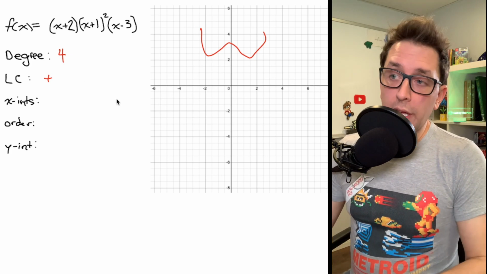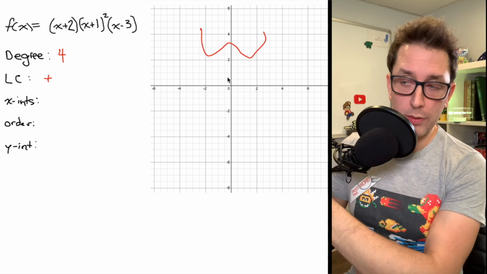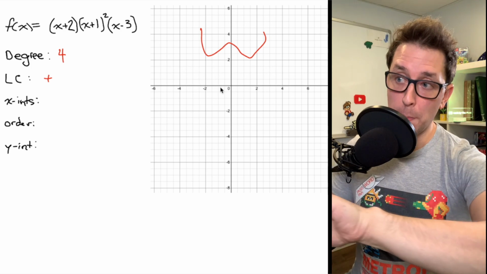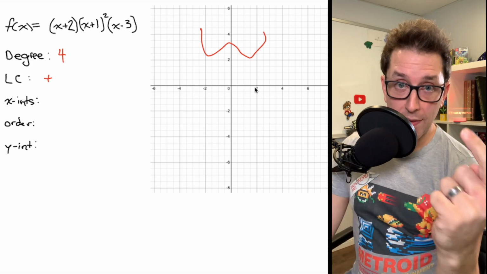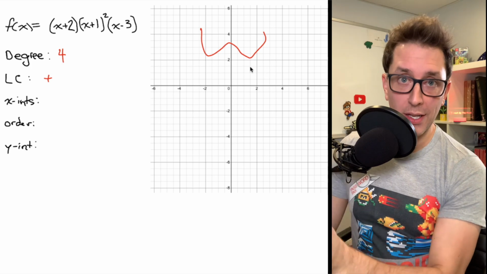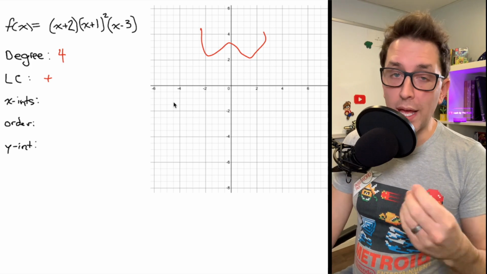So more specifically, we know that our quartic function is going to begin in quadrant 2 and end in quadrant 1. As I move to the left, my x values get bigger and bigger. My y values are getting bigger and bigger. And as I move to the right, my x values are getting bigger and bigger. My y values are getting bigger and bigger. So quadrant 2 to quadrant 1. That's sometimes referred to as the end behavior of the function.